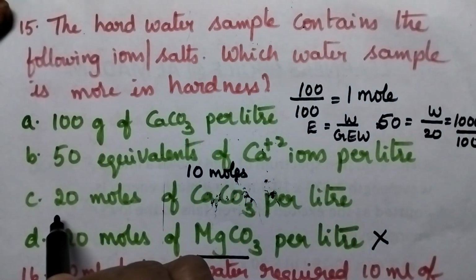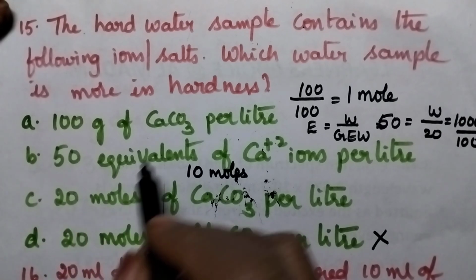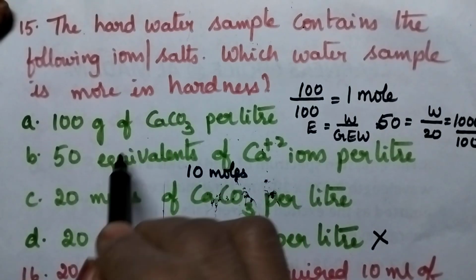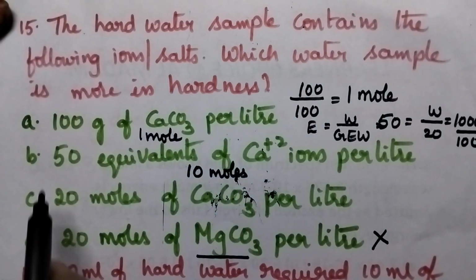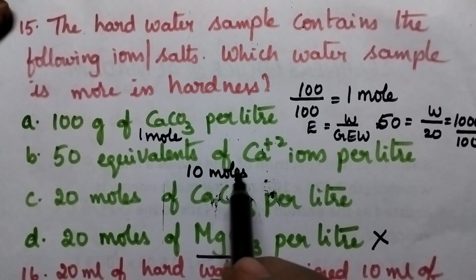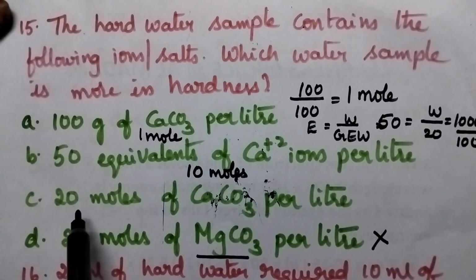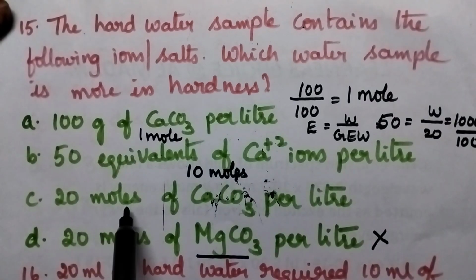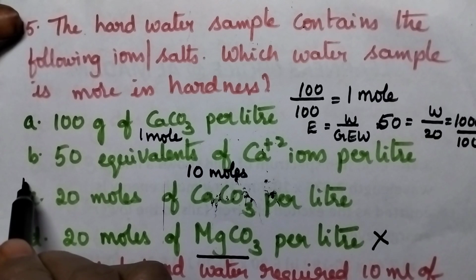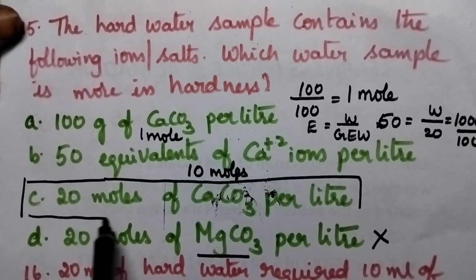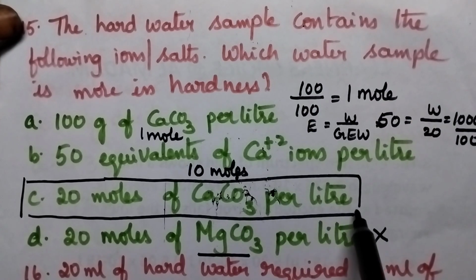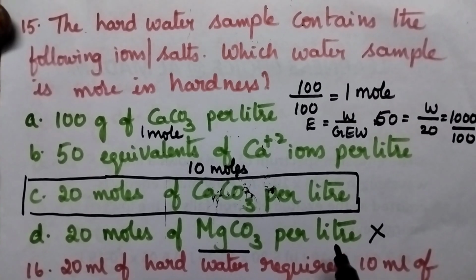Coming to the option C, it contains 20 moles. So option A contains 1 mole of calcium carbonate per 1 liter of the solution. Option B contains 10 moles of calcium carbonate per liter, and option C contains 20 moles. So definitely option C, 20 moles of calcium carbonate per liter of the solution will give greater hardness to the water sample.